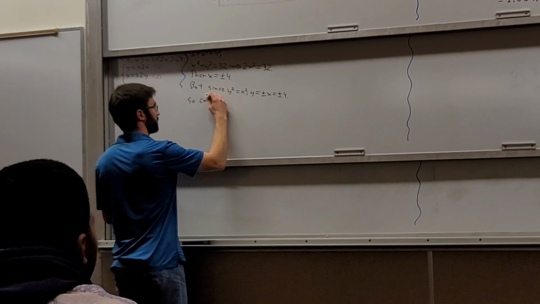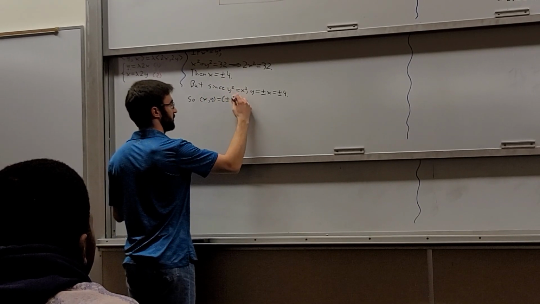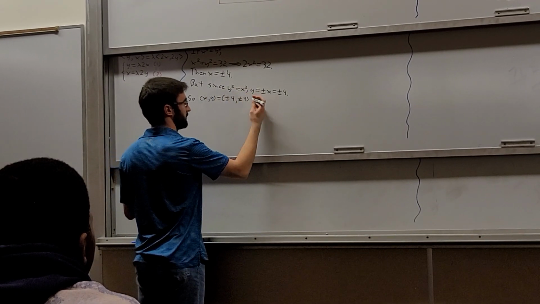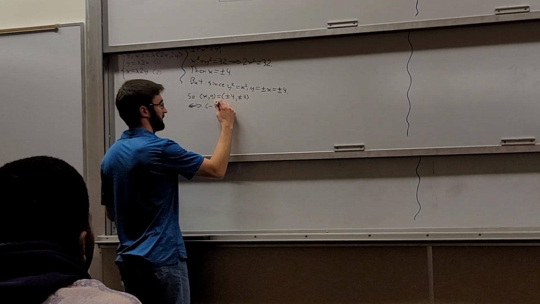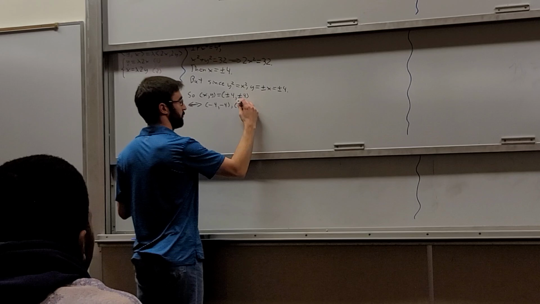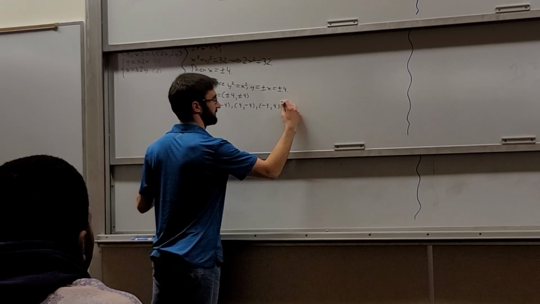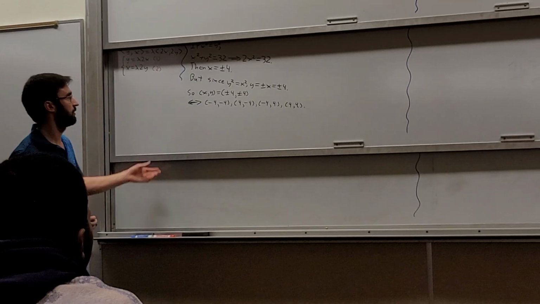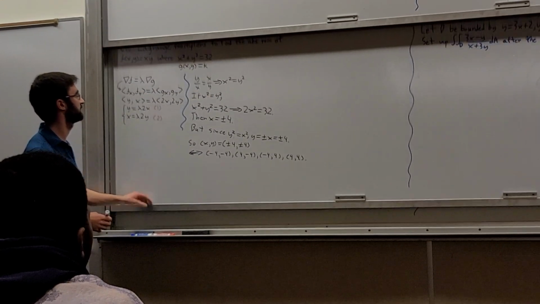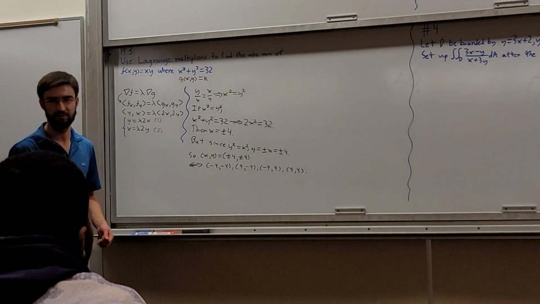So we have x, y is equal to plus or minus 4, plus or minus 4, which is the same thing as minus 4, minus 4, 4, minus 4, minus 4, 4, and 4, 4. So now we'll plug in all of those points into f and figure out which ones are the smallest, and those will be the absolute minimums.